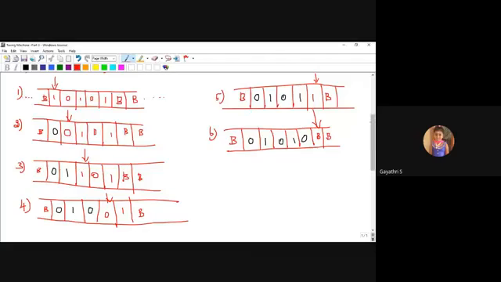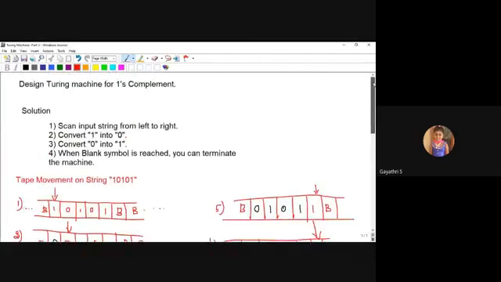So this is the problem of one's complement. See, if the input is 100, what's the output? 1 is replaced by 0, 0 is replaced by 1, 0 is replaced by 1. This is the output, right? So the logic is very simple.